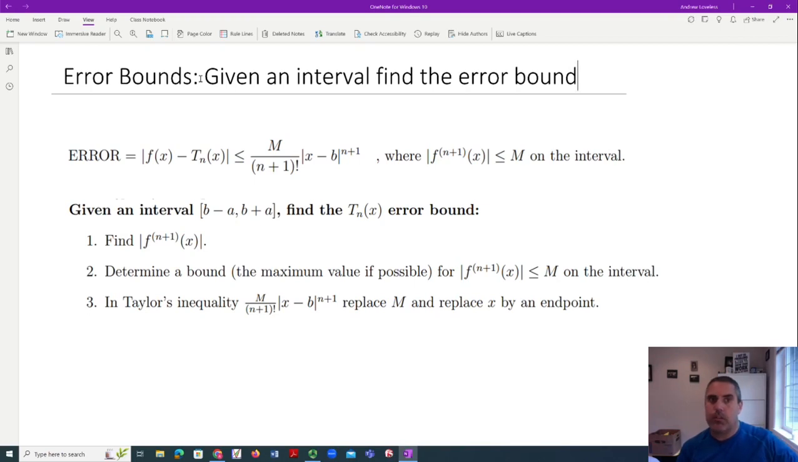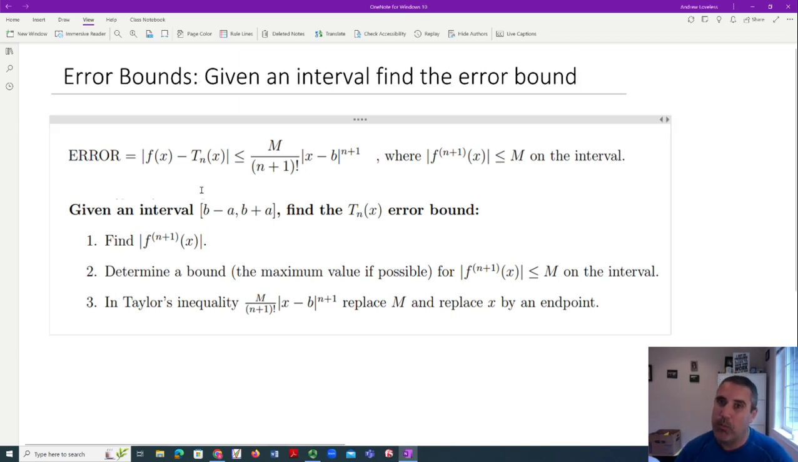Hello Math 126 students. In this video I'm going to talk about and review how to find error bounds for a Taylor polynomial when you are given an interval.